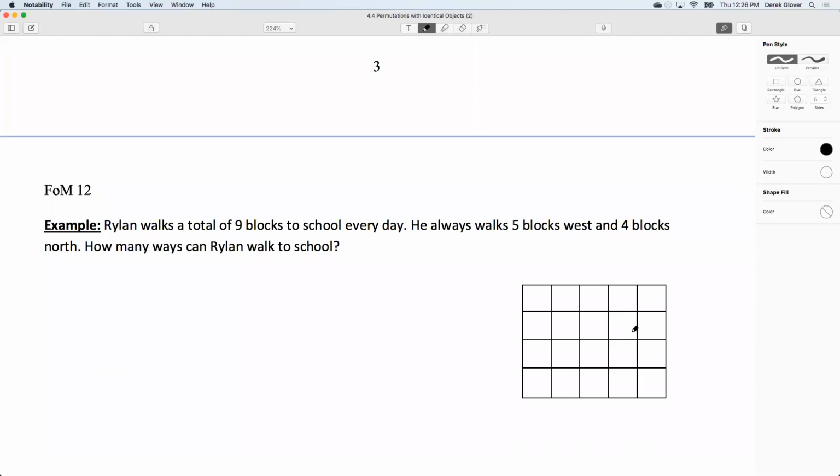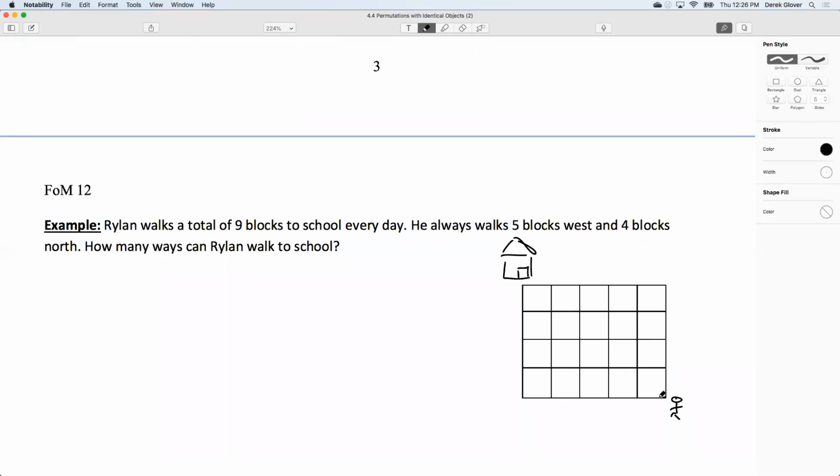All right, a couple more problems for today. Rylan walks a total of 9 blocks to school every day. He always walks 5 blocks west and 4 blocks north. How many ways can Rylan walk to school? So if you think about this problem, he has choices when he wants to go west and when he wants to go north, right? Let's say he starts down here and he's going to school over here.